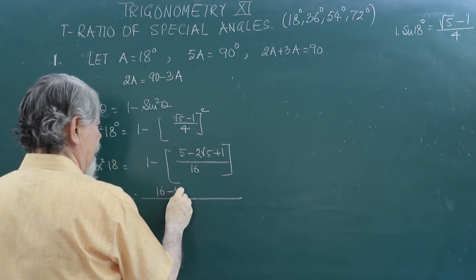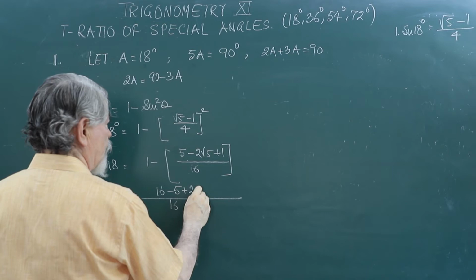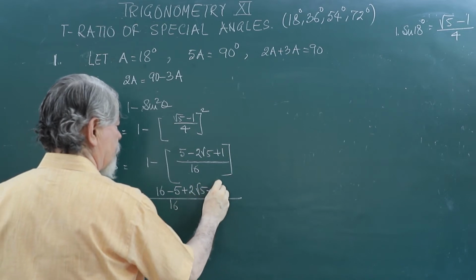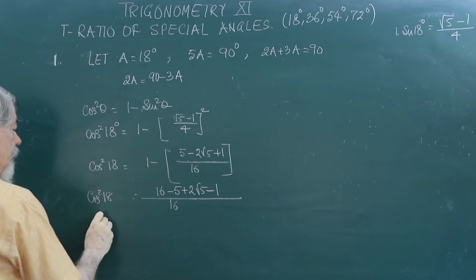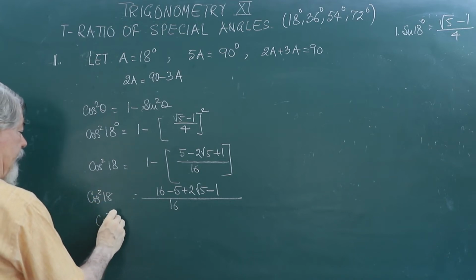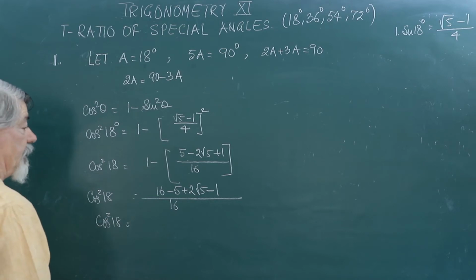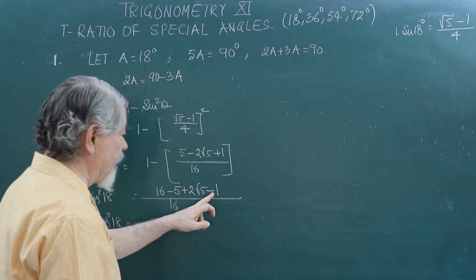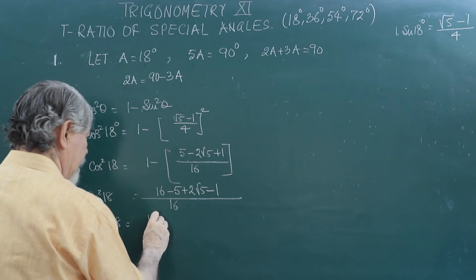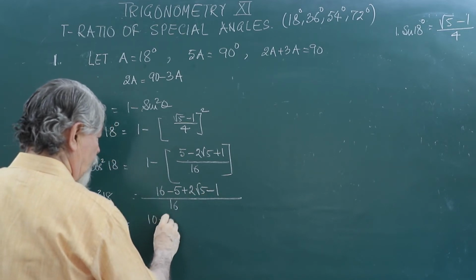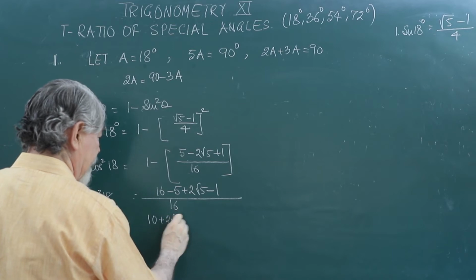16 minus 5 plus 2 root 5 minus 1 is equal to cos square 18. So cos square 18 will come out to be 16 minus 5 minus 1, which is minus 6. 16 minus 6 will be 10. So 10 plus 2 root 5 upon 16.